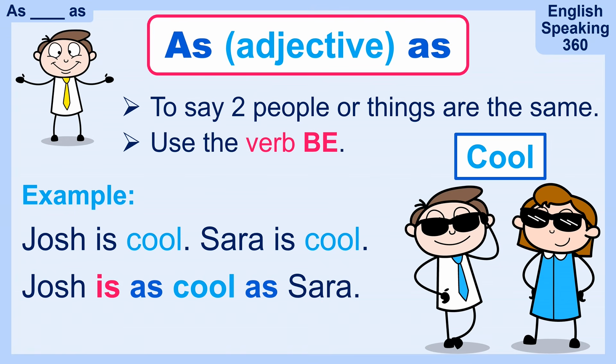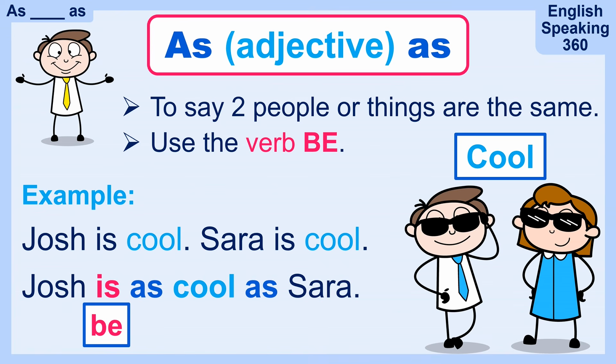Watch out here. You need to use the verb to be because with an adjective, we always use the verb to be. So Josh is as cool as Sarah. I am as cool as you. You cannot say Josh as cool as Sarah. It does not work. You must have the verb to be.